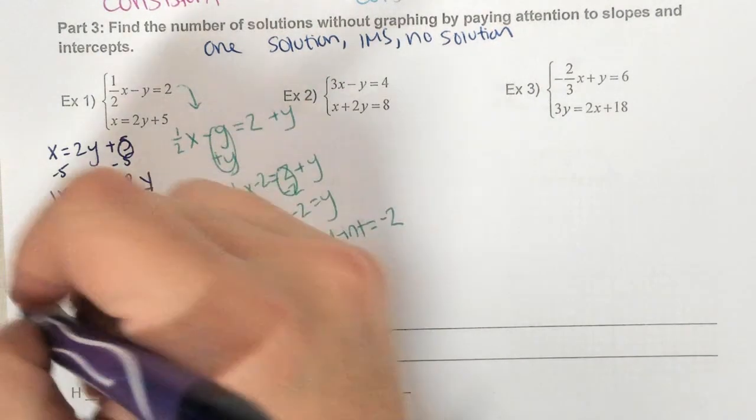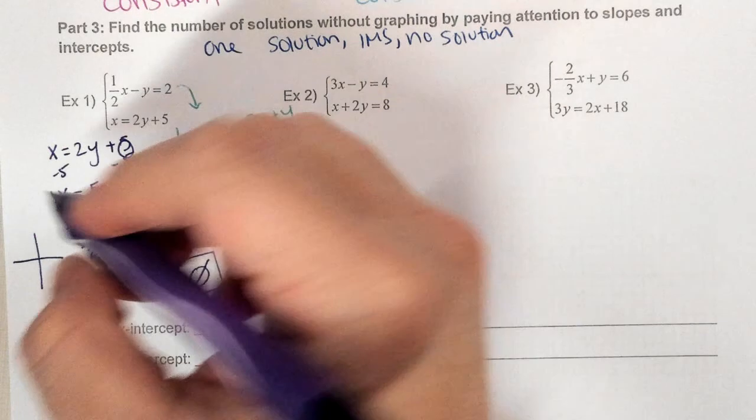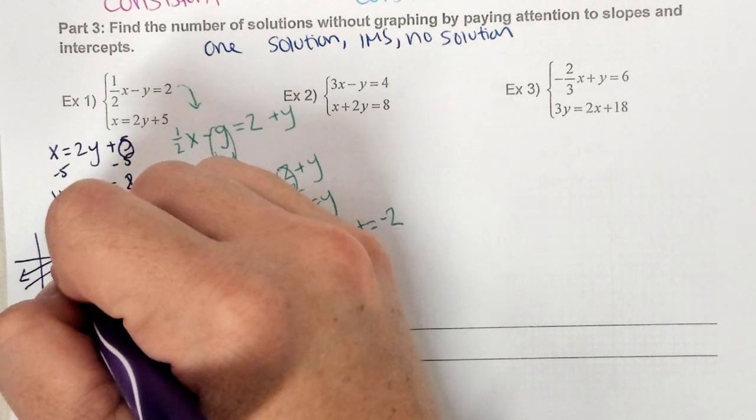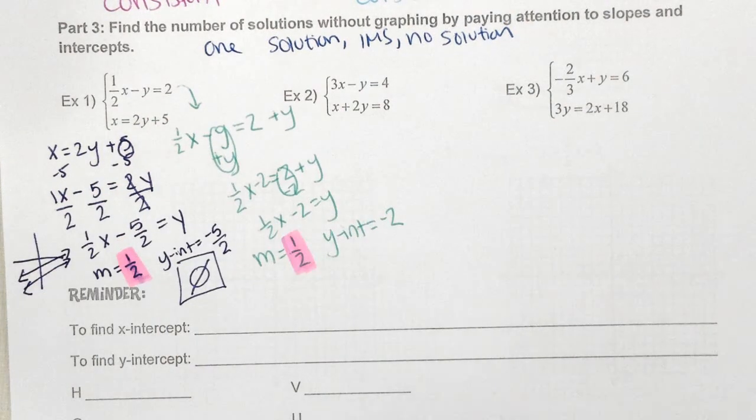So if you were to graph this guy, it would look something like this, and they'd be parallel and they would never touch. Any questions with that?